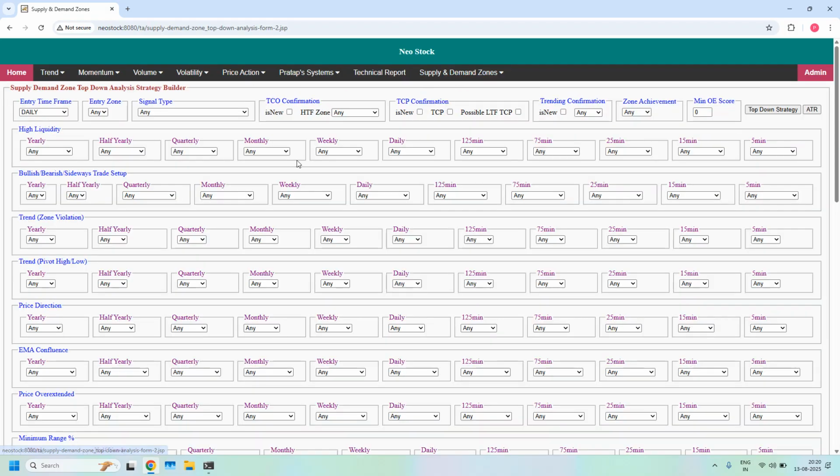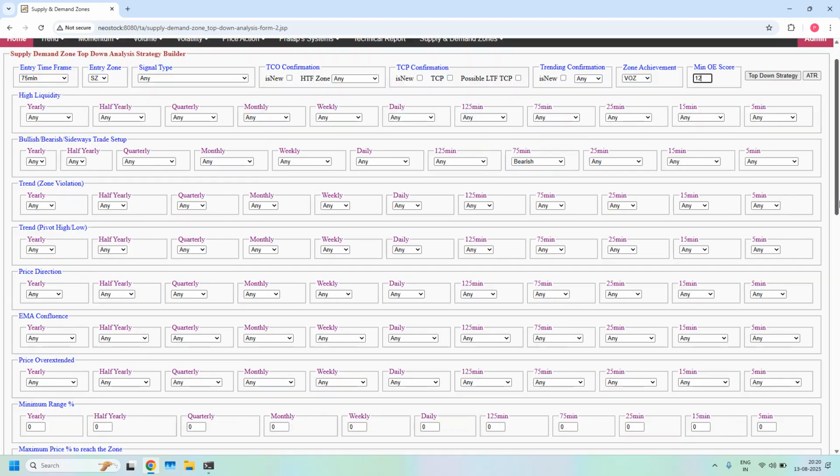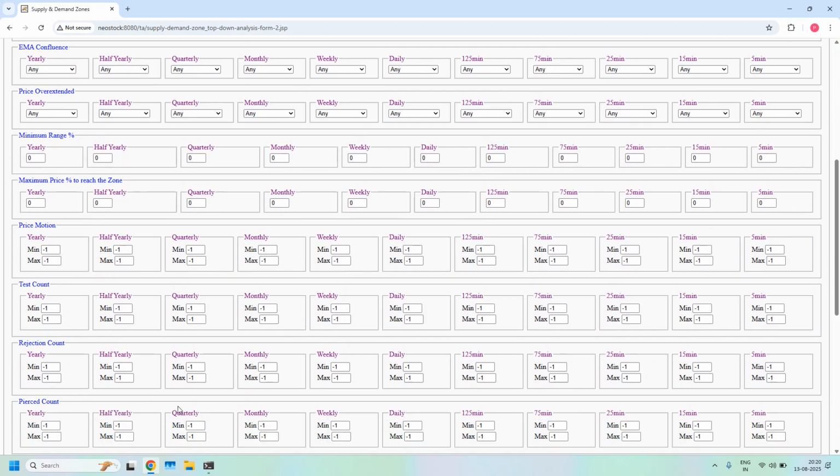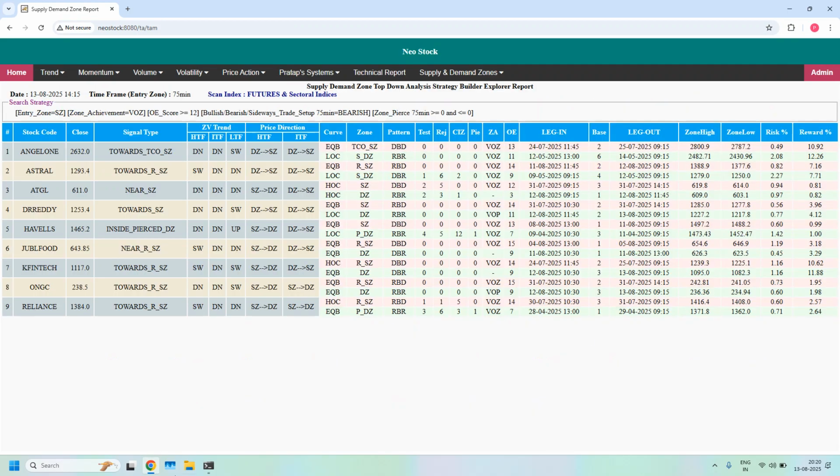Next, bearish trade setup for weekly income trade. 75 minutes supply zone. Here bearish. Zone achievement VOZ. Minimum order enhancer score 12. And 75 minutes supply zone should not be pierced. So in the pierced count, 75 minutes, minimum 0, maximum value 0. We got 9 stocks supporting bearish trade setup for weekly income trade.